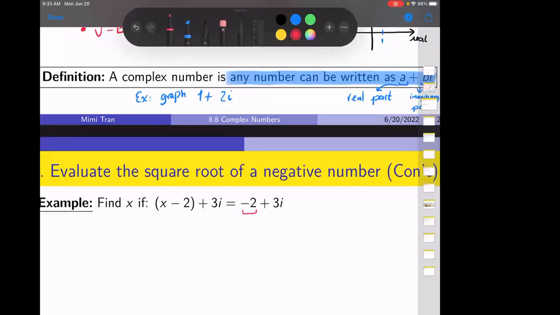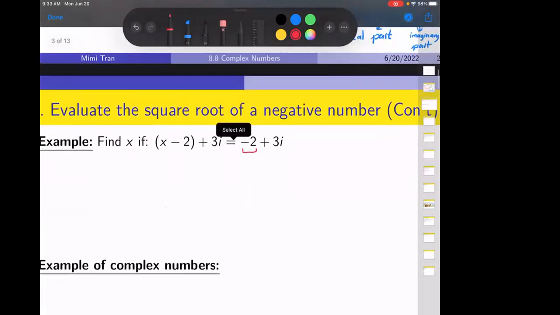If this is an equation, then the left-hand side has to be equal to the right-hand side. So component equals component. The real component will be equal to the real component, and the imaginary component will be equal to the imaginary component. So what does that mean? This implies x minus 2 must be equal to what?